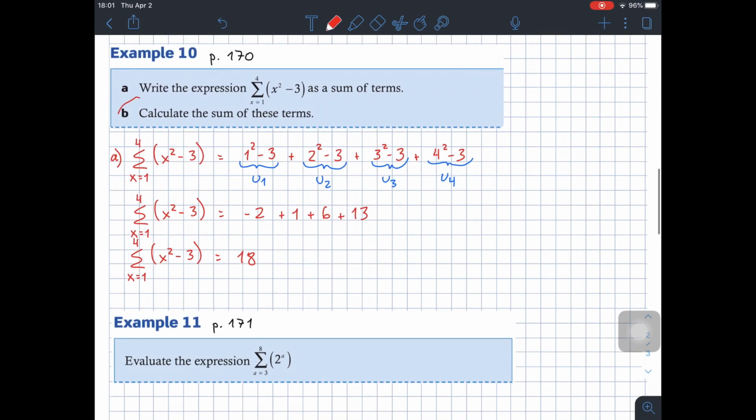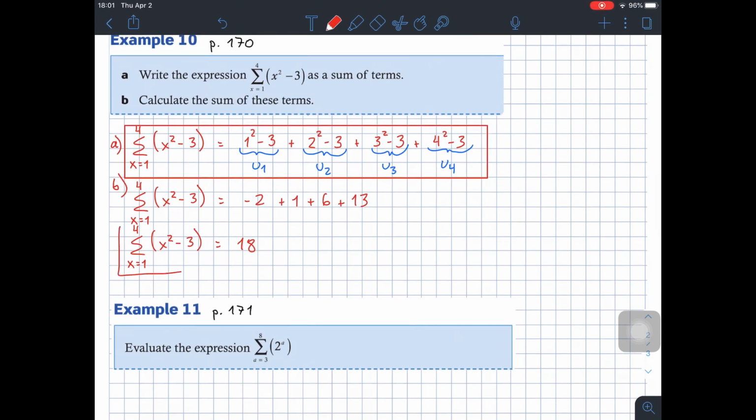Then for part B, it says calculate the sum of these terms. Okay, so we already did both things, right? For part A, we just had to do this. This is the answer for part A. Write the expression of the sum of terms, which is this. And for part B, we had to calculate the sum, which gives us 18. Okay.